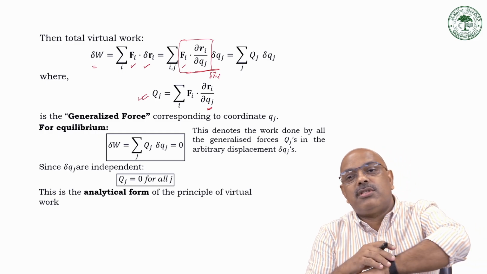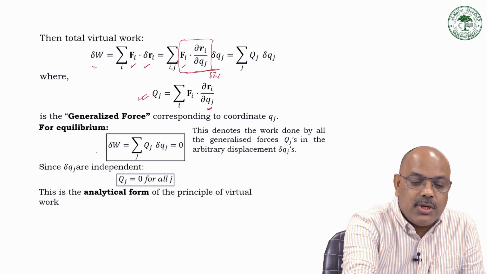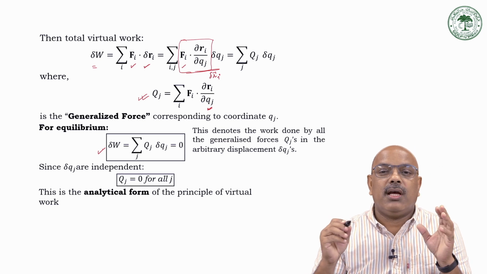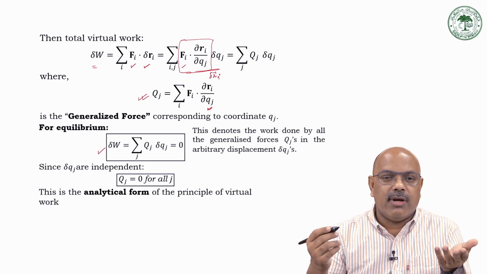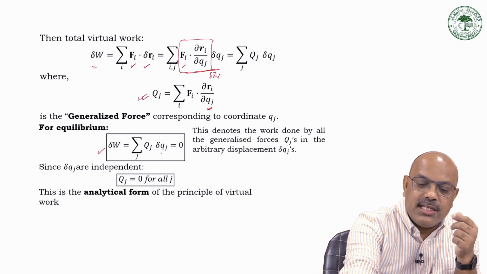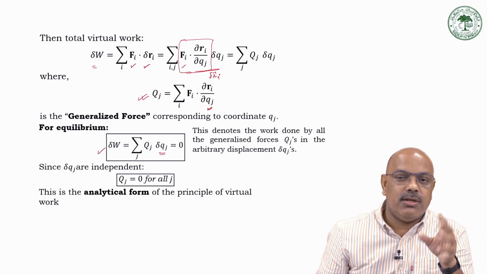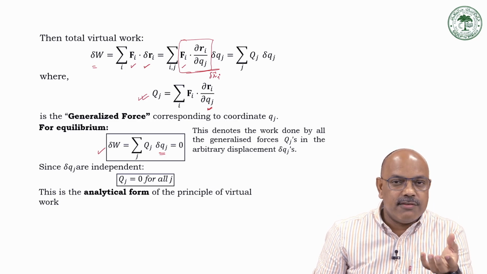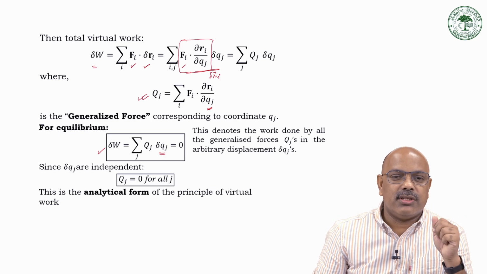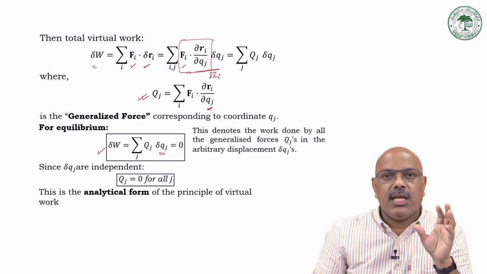This denotes the work done by all the generalized forces Qj in the arbitrary displacement of the generalized coordinate, that is delta Qj. So delta Qj is the arbitrary infinitesimal virtual displacement due to the generalized forces acting on the system. So the work done by that is zero, so that my system is in static equilibrium.